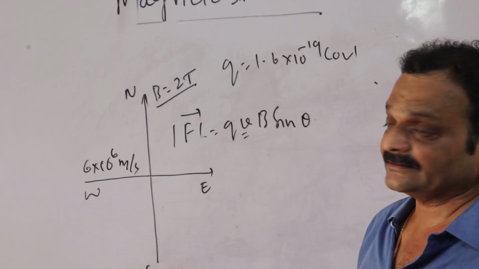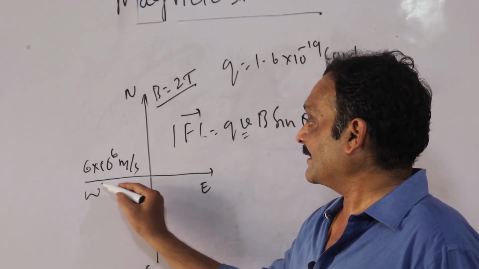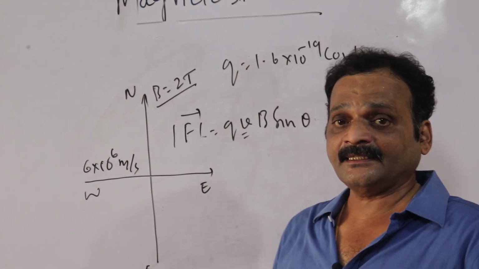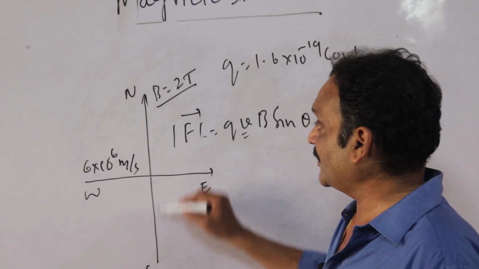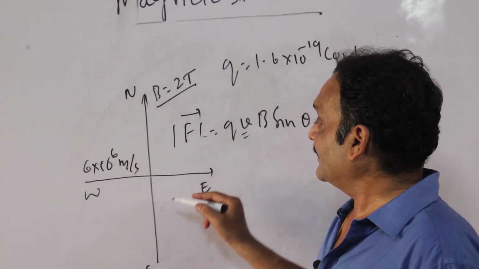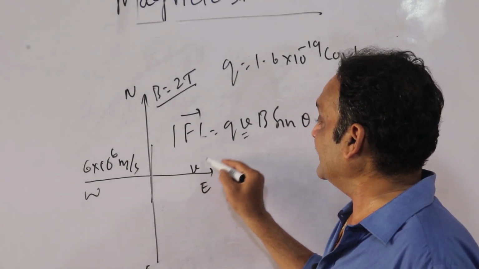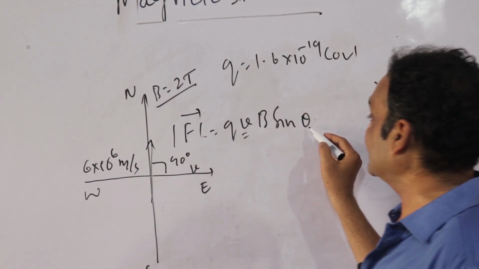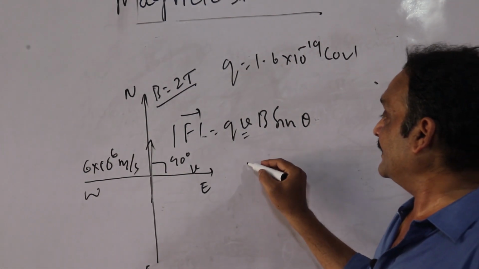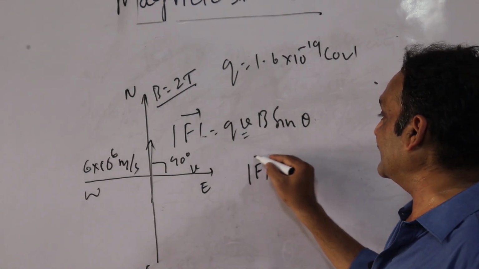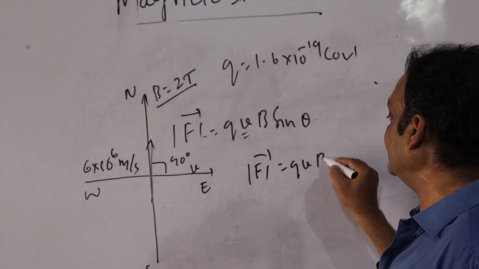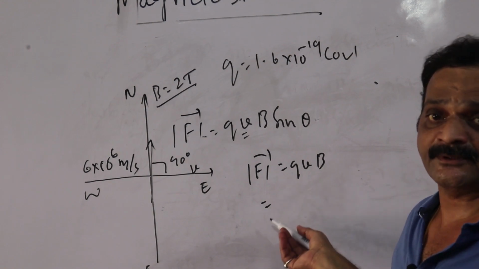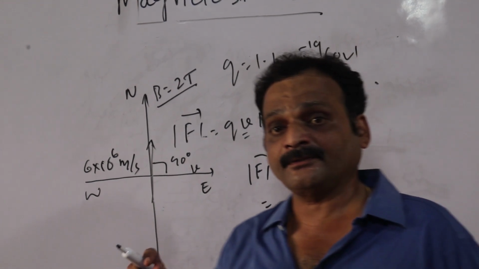Theta means, what is the question? The electron is projected from west to east horizontally, in which there is a uniform magnetic field of induction B from south to north horizontally. Means the magnetic field is like this, velocity is like this. What is the angle between velocity and magnetic field? 90 degrees, so sine 90 equals 1. That is, mod F bar equal to maximum Q into V into B. Q value is known, V value is known, B value is known. Substitute and simplify, you will get the magnitude of the force.